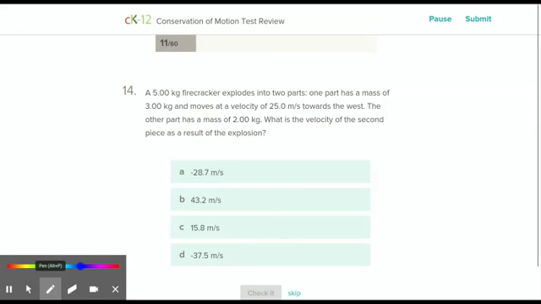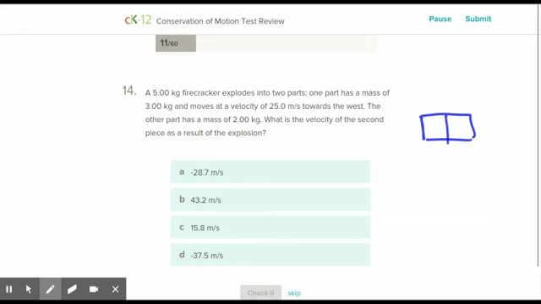Okay. Number 14. A 5-kilogram firecracker explodes into 2 parts. One part has a mass of 3 kilograms that moves 25 meters per second towards the west, and the other part has a mass of 2 kilograms. What is the velocity of the second part as a result of the explosion? It's pretty straightforward. Imagine you have a firecracker. This is 3 kilograms. This is 2 kilograms.